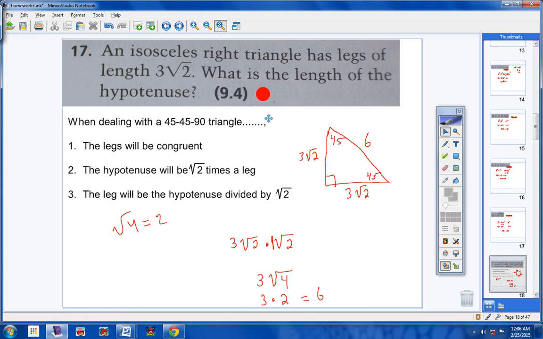Okay? Don't forget this, guys. Look. The hypotenuse will always be square root of 2 times the leg when you're dealing with a 45, 45, 90 triangle. Okay? Alright, number 18.